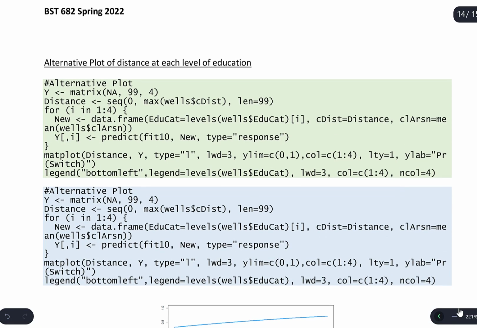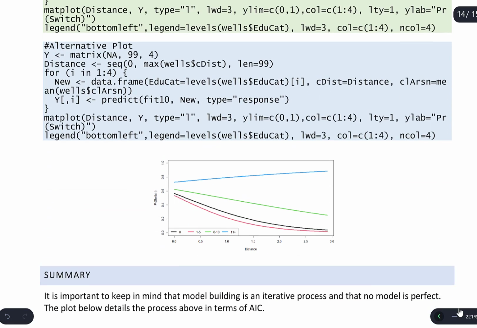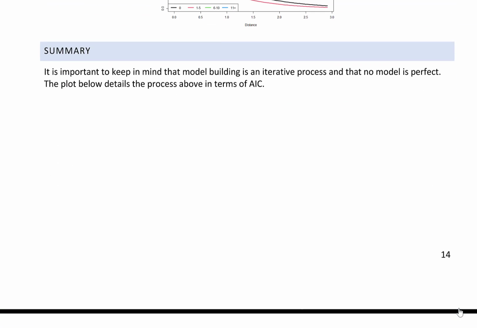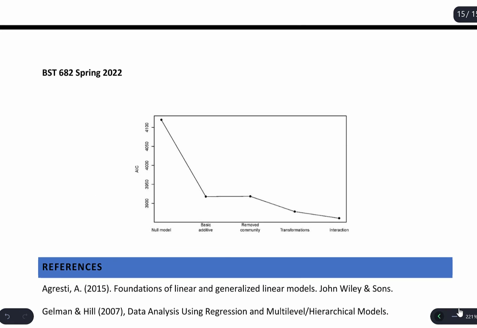Here's just an alternative plot of distance for each level of education. Here we could put them on a single plot where we have a line for each of the levels of education. So in summary, it's important to keep in mind that model building is an iterative process and that no model is ever going to be perfect. Below we have the process in terms of the AIC.